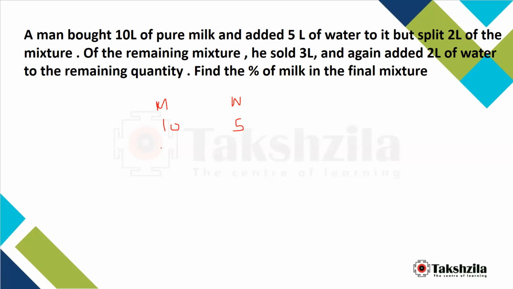Now 2 liter of the mixture goes out. So the ratio is 2:1 because in 10 milk, 5 water is added. Milk to water is 2:1. Now 2 liter of the mixture goes out. Of the remaining quantity he sold 3 liter and again added 2 liter of water. Now total we had 15. And 2 liter is gone out and 3 liter is sold. So we are left with basically 10 liter.